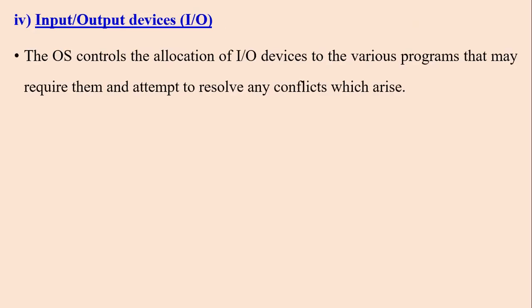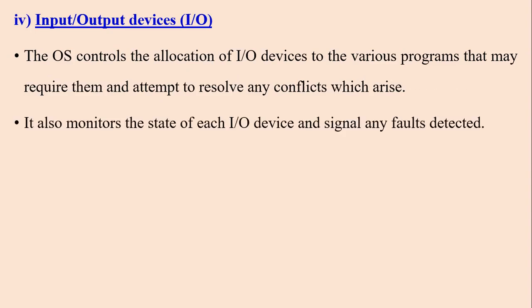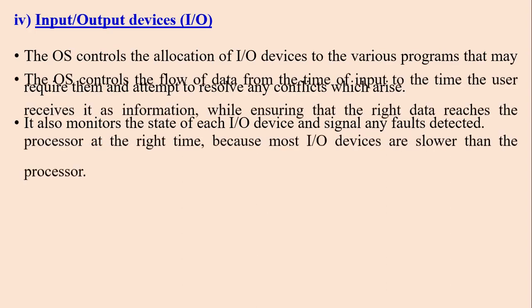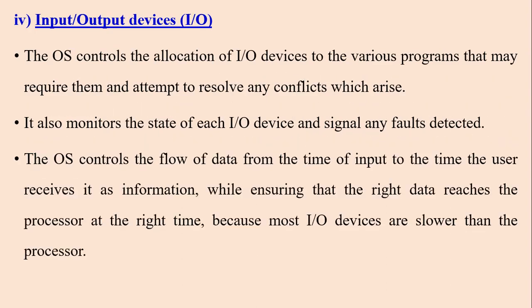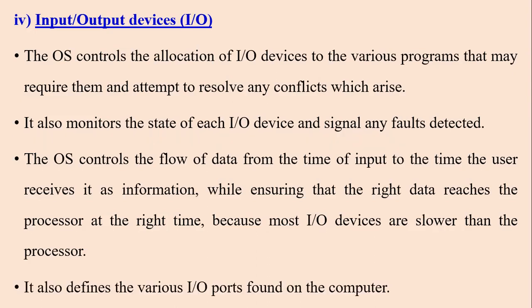The fourth resource is the input and output devices, that is, I/O devices. The operating system controls the allocation of I/O devices to the various programs that may require them and attempts to resolve any conflicts which arise. It also monitors the state of each I/O device and signals any faults that it detects. The operating system controls the flow of data from the time of input to the time the user receives it as information, while ensuring that the right data reaches the processor at the right time, because most I/O devices are slower than the processor. It also defines the various I/O ports found on the computer.